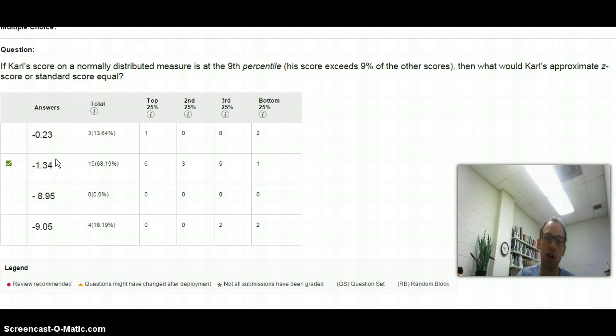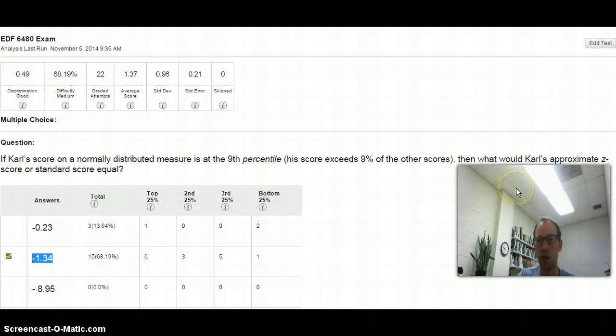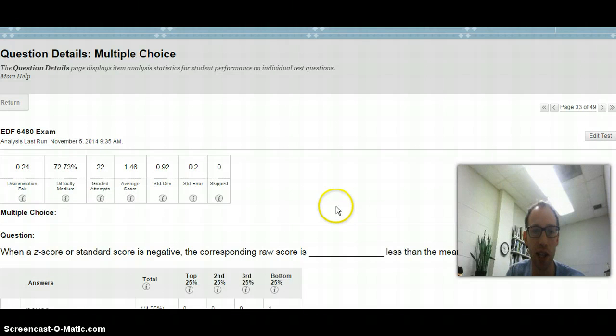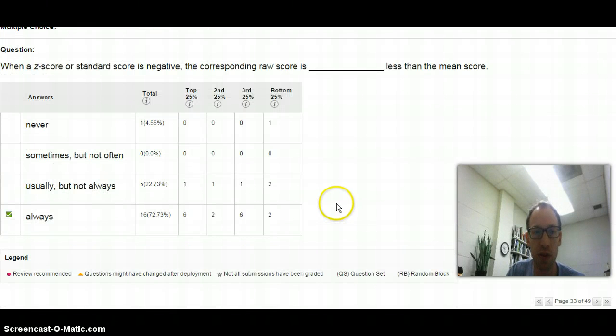So you could look it up on a table to get an exact answer, but we didn't emphasize this in the class. We only looked at a general idea of what z-scores are, and so negative 1.34 is the only one of those 4 that's within the acceptable range.